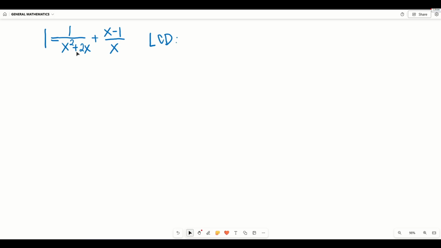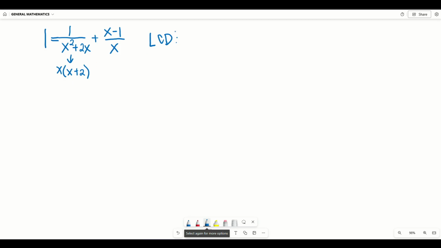Alright, so for this one, please note na dito sa 1 over x squared plus 2x, our denominator x squared plus 2x is factorable. May pwede ka pang i-factor out dyan since common sa kanilang dalawa si x. Please note that itong ating denominator here, which is x squared plus 2x, can still be factored out. So, ang factored out version niyan is x times x plus 2. So, this 1 over x squared plus 2x will become 1 over x times x plus 2.